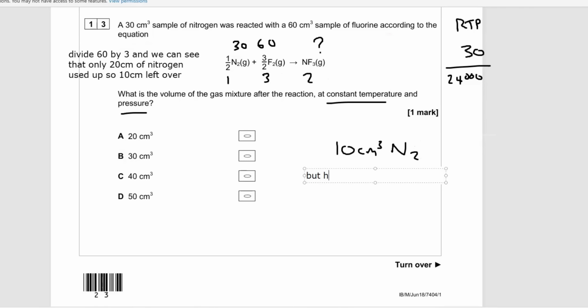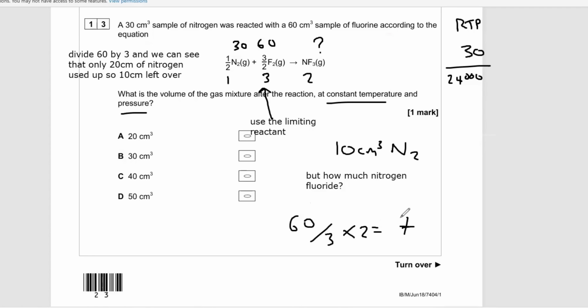So the next thing we need to know is, how much nitrogen fluoride is formed? NF3 is formed. Well, we want to go from the limiting reactant. Don't use the excess because that's going to confuse you. Use the limiting. So it's in a ratio of 3 to 2. We know all the fluorine's used up, so we're going to get all of that 3 to 2 ratio of NF3. Use the limiting reactant when working out how much product is formed. Always use the limiting reactant. So we go 60 divided by 3, because the ratio is 3 to 2, times 2, and we get 40 centimeters. So we're going to get 40 centimeter cubed of NF3.